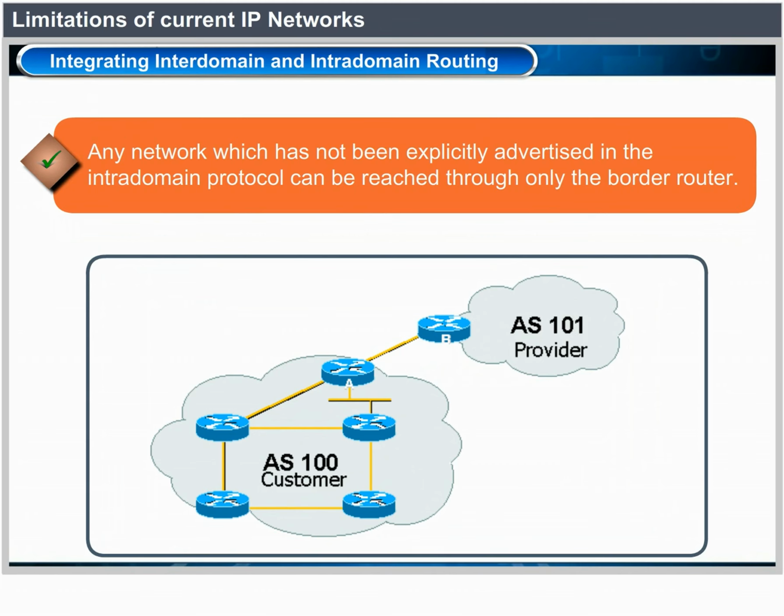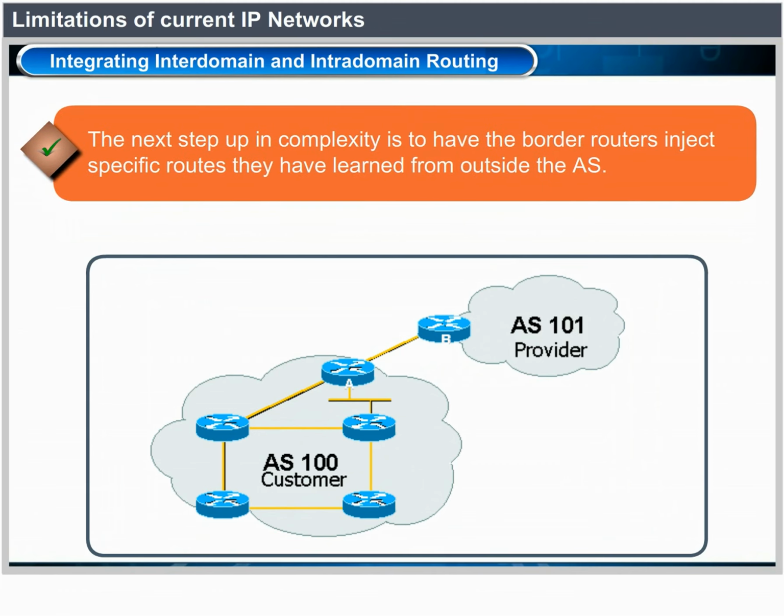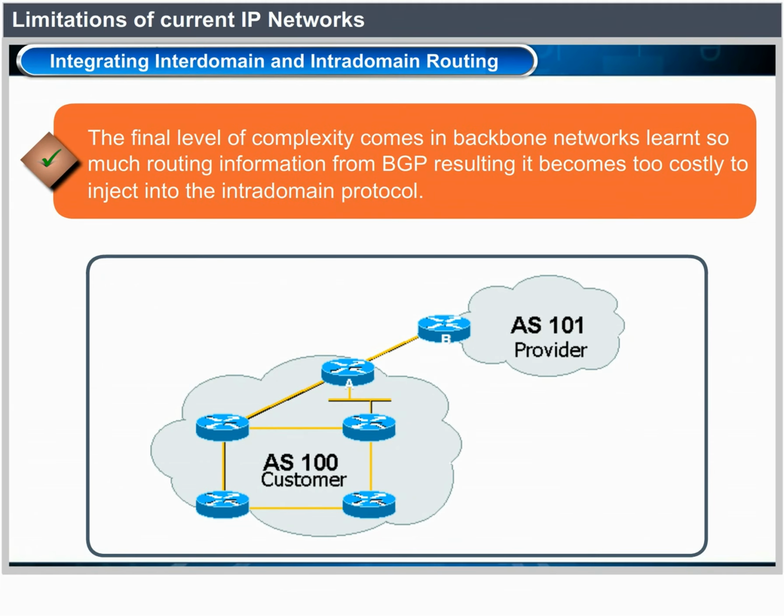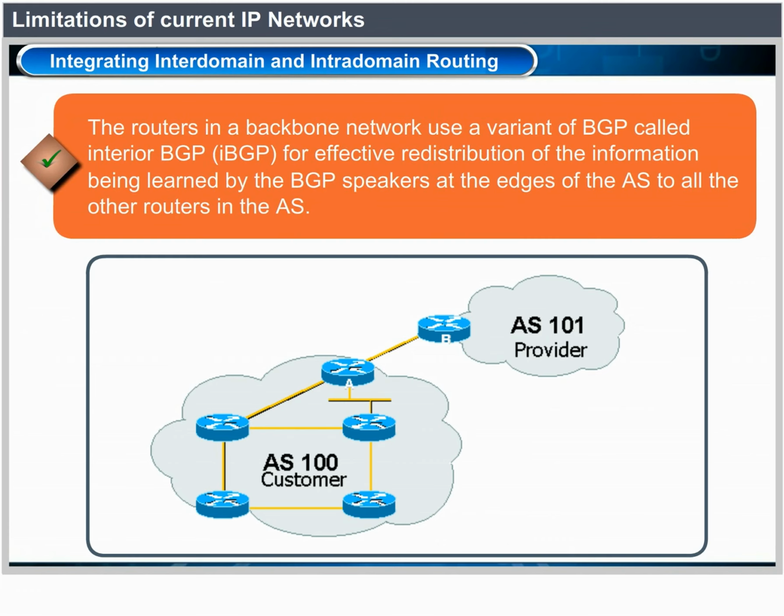The next step up in complexity is to have the border routers inject specific routes they have learned from outside the AS. The final level of complexity comes in backbone networks, which learn so much routing information from BGP that it becomes too costly to inject it into the intra-domain protocol. The routers in a backbone network use a variant of BGP called interior BGP (IBGP) to effectively redistribute the information that is learned by the BGP speakers at the edges of the AS to all the other routers in the AS.